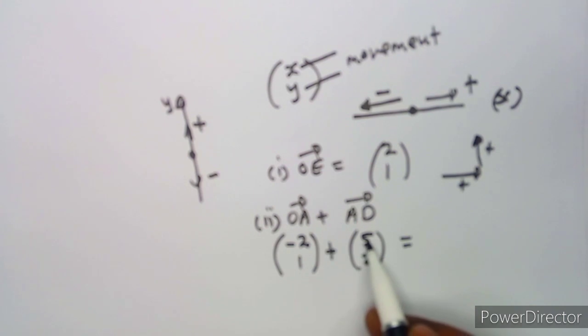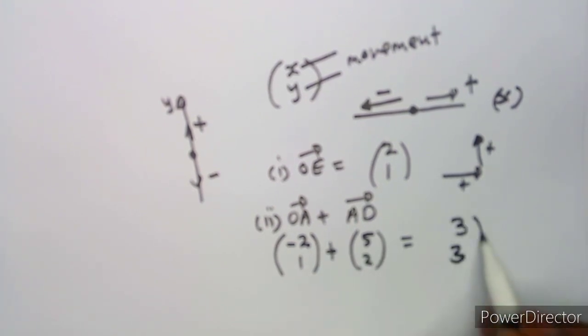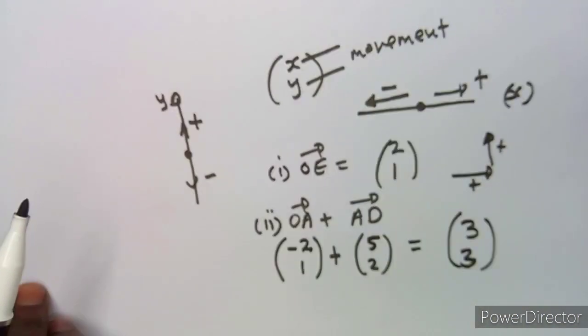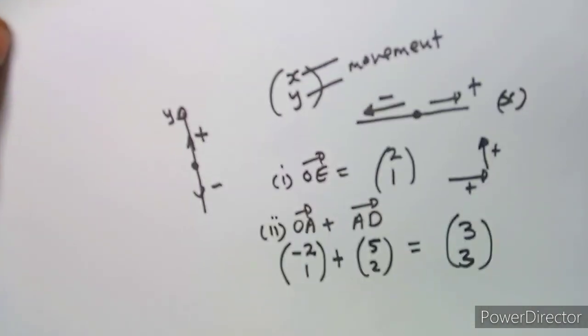Minus 2 plus 5, which is 3. 1 plus 2, which is 3 also. So that's it, guys. If this is not clear, the only option that you can take is to take the point. Then that's the only condition that will be left.